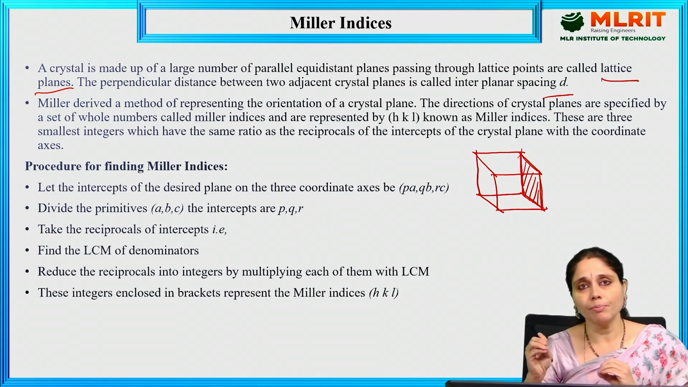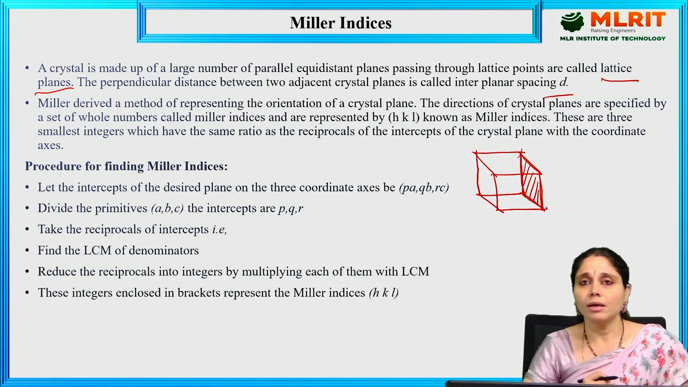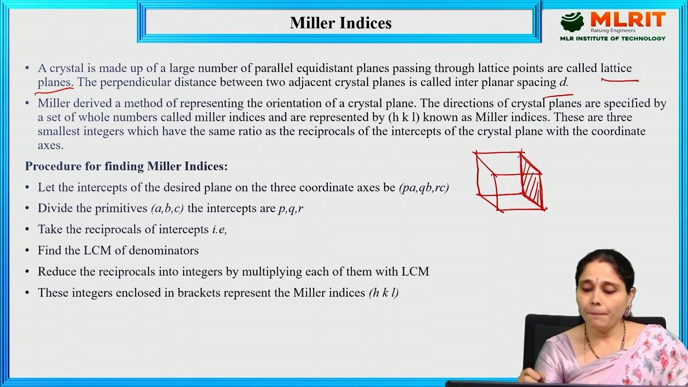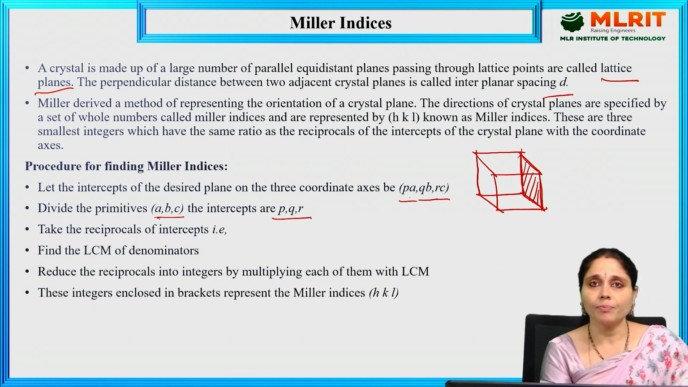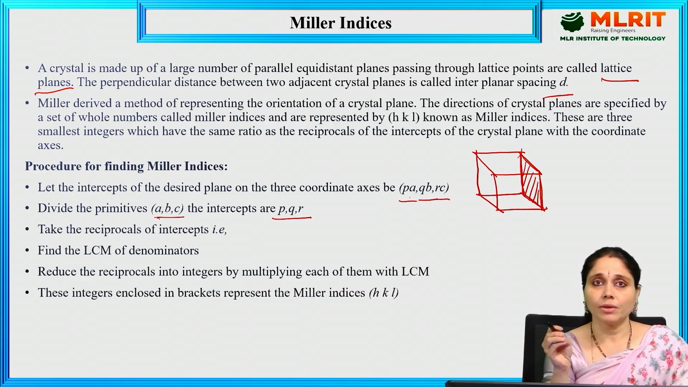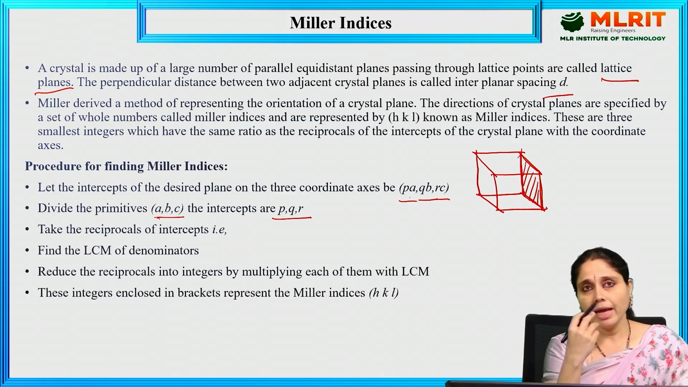Now let us consider how to calculate the Miller indices. This is the simplest way, and we can represent it in a simple manner. This is the procedure for finding Miller indices. Let the intercepts of the desired plane on the three coordinate axes be pa, qb and rc. Divide the primitives a, b, c by the intercepts p, q, r. Here a, b, c are called primitives. Previously we learned about a, b, c as unit lengths or coplanar vectors; they can also be called primitives.